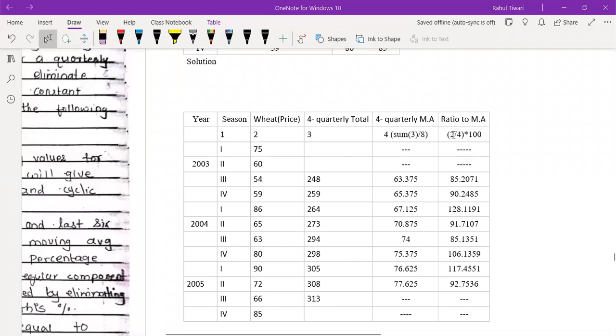Look, here I have written 2/4. Which is 2? This column. And which is 4? This column. So 54/63.75 multiplied by 100. Just look at these conditions. Just look at all these conditions properly. What do the conditions say? On the basis of that condition, you can do the operation.